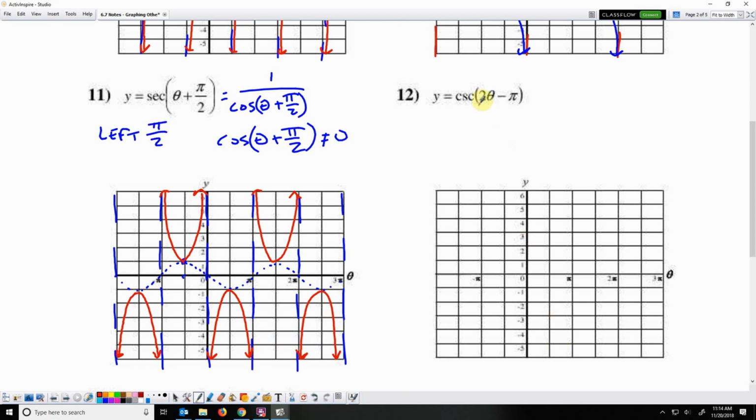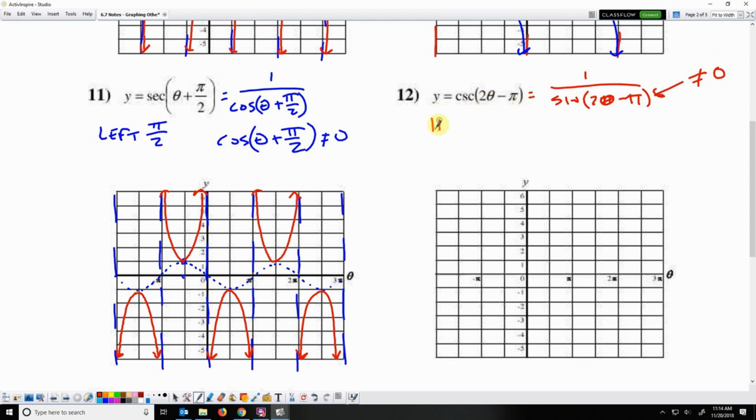And our last graph is y equals cosecant 2 theta minus pi, which is the same as 1 over sine 2 theta minus pi. Okay, so this right here cannot equal 0. The transformations that take place, there are 2 of them.